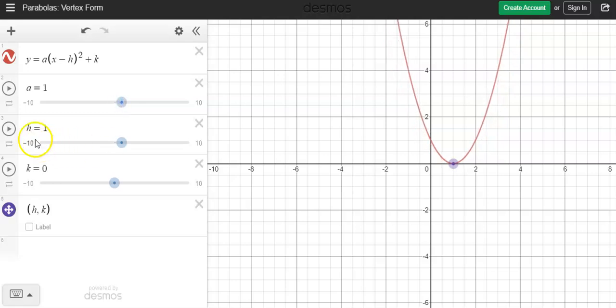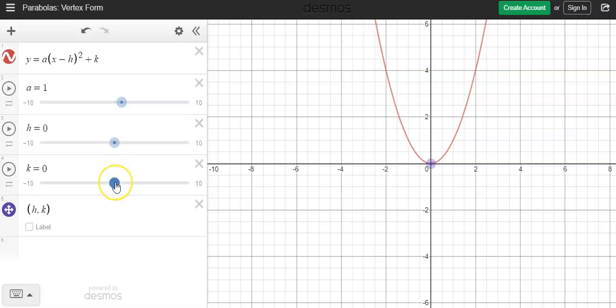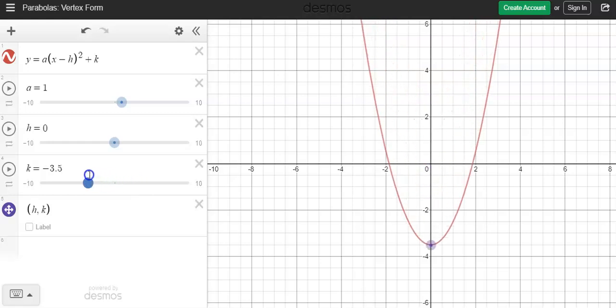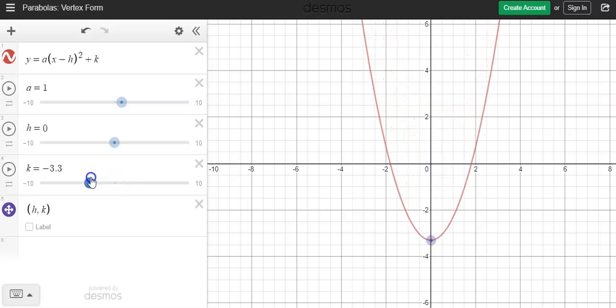So we can just look at h next. What happens as I move h up, as h gets bigger? As h gets bigger, it's moving to the right. As h gets smaller, it's moving to the left. All right, put that back at 0. How about k? What do you think k is going to do? Well, if h moves it left and right, k moves the graph up or down. When k is positive, it moves it up. When k is negative, it moves the graph down.